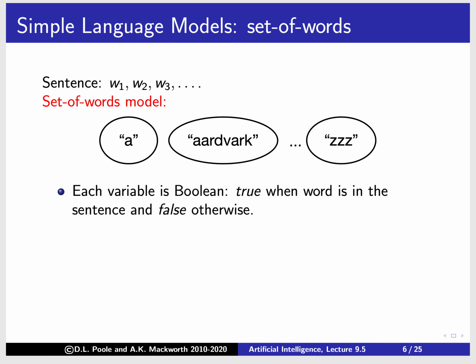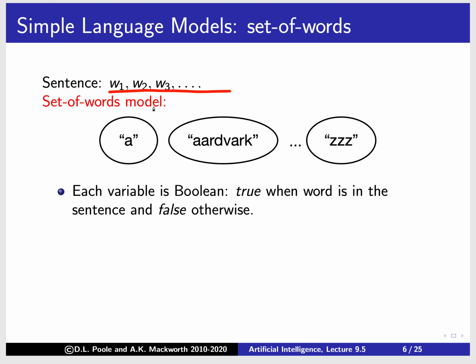Okay, let's now look at a few language models that we're going to look at in terms of belief networks. So here's one. The idea here is a sentence is going to consist of word 1 followed by word 2 followed by word 3 and so on. A sentence like each variable is Boolean is a sentence.